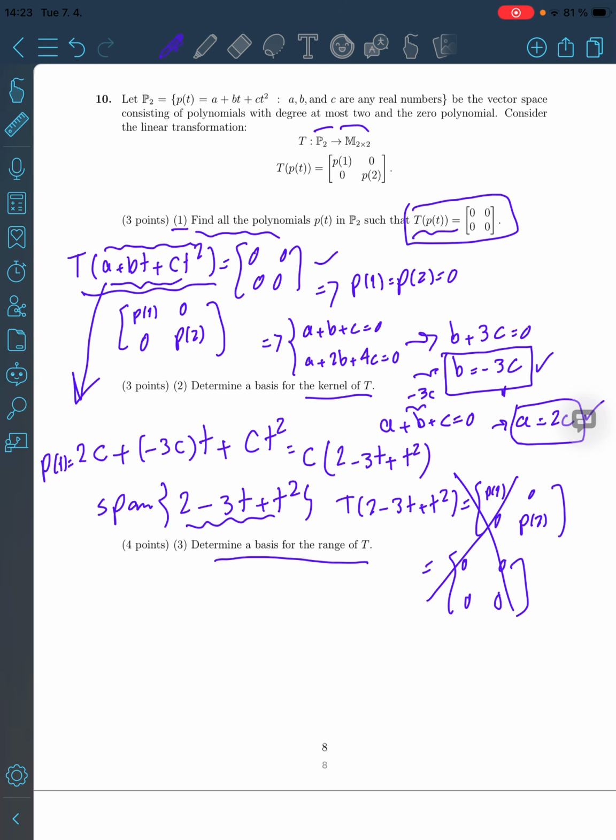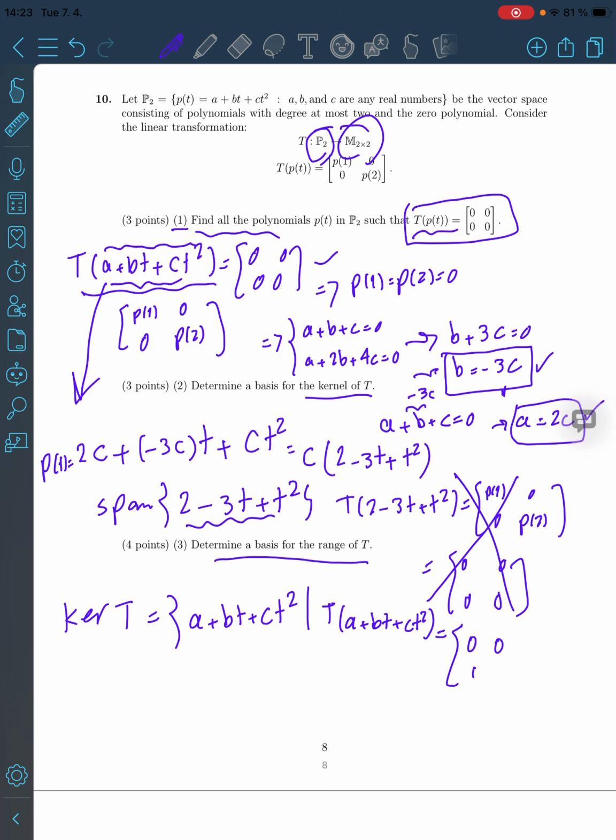And for the second part, you need the kernel of your transformation T. The kernel of T means all elements in the domain. What is my domain? The domain is P2. It means all elements like a plus bt plus ct squared, such that T of a plus bt plus ct squared is equal to 0 of the codomain. The 0 of the codomain is the 0 matrix, right?